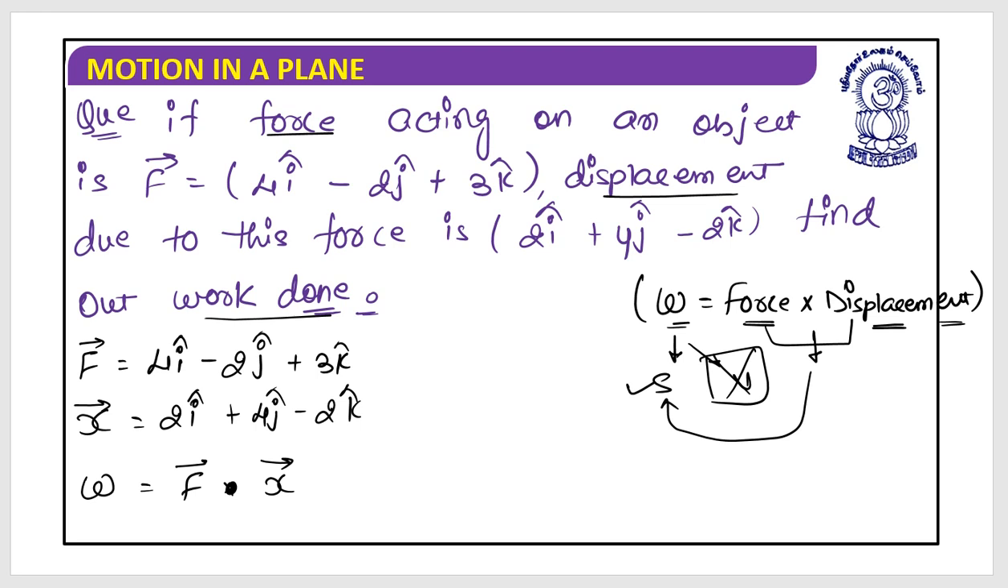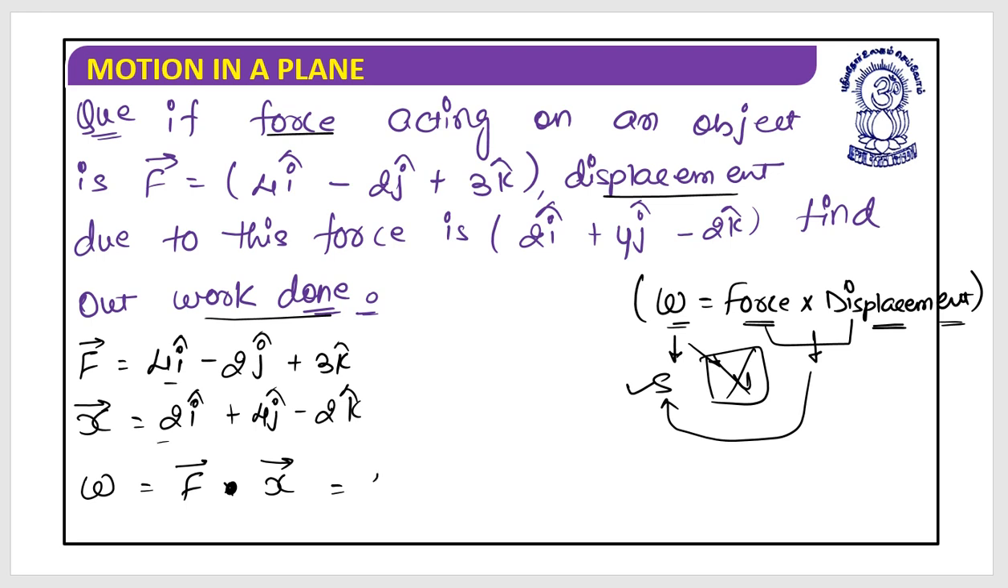I hope you understand why I have chosen the dot product, because my required quantity would be the work done. Is work done a scalar or a vector? Yes, it's a scalar quantity, and as it is a scalar quantity, I need to perform a dot product on these two. So let's do this.